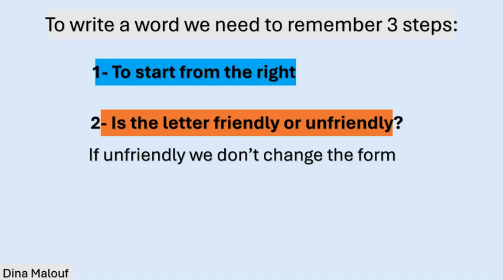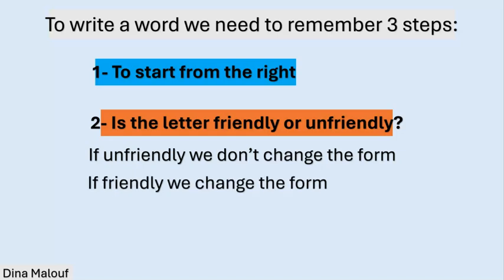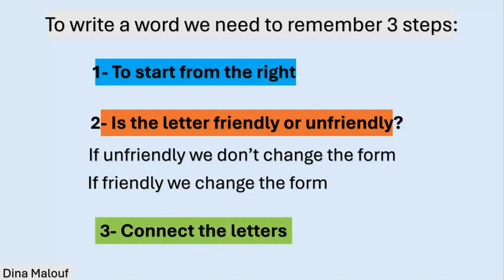If the letter was unfriendly, then we don't do anything. If the letter was friendly, then we need to change the form of the letter. And the last step is to connect the letters, because in Arabic, to form a word, we need to connect the letters.